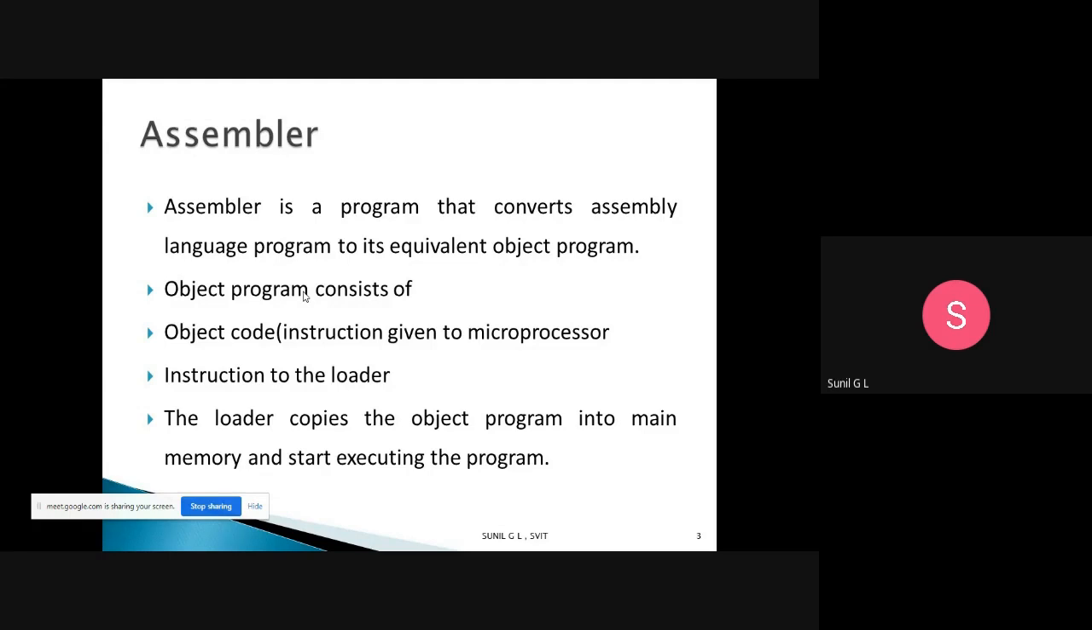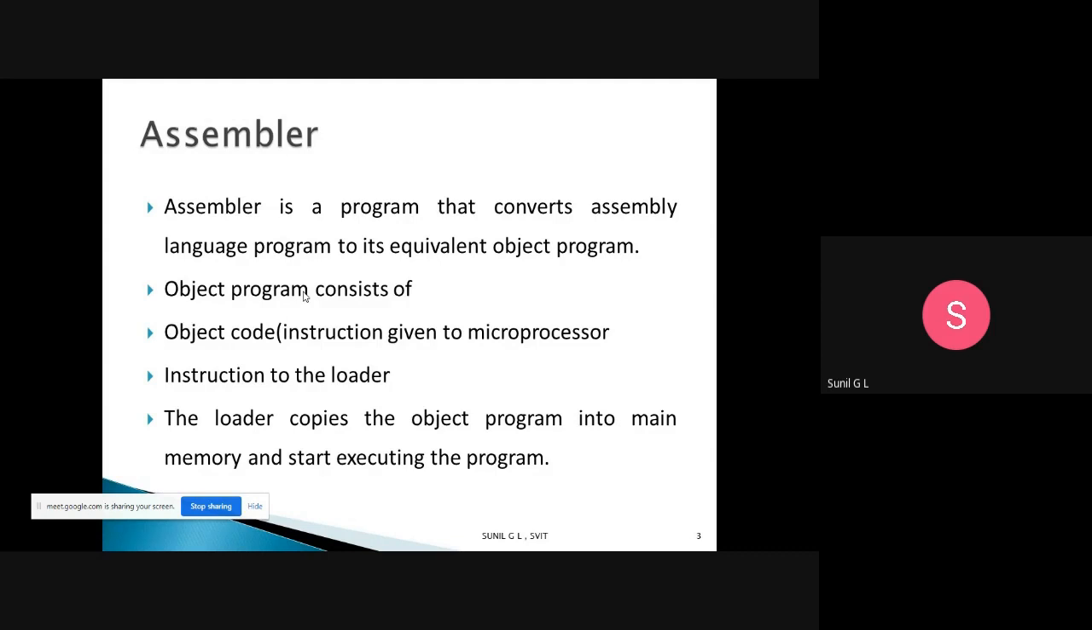Then the loader copies the object program into main memory and starts executing the program. The loader gets the instructions from the object program. Based on those instructions, the loader loads the object program into main memory. Once it has loaded the object program into main memory, it starts executing the program.